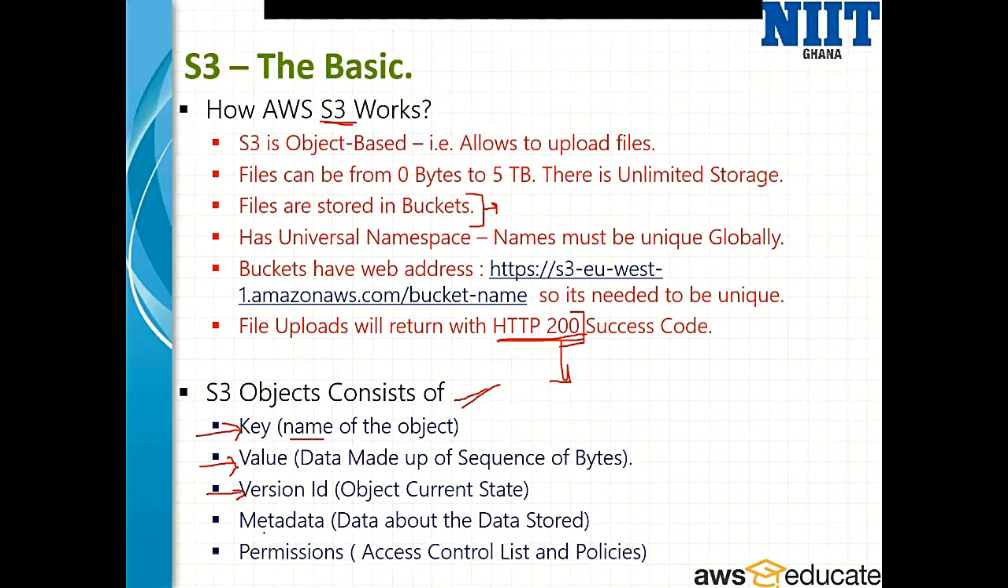All this information put together is called your metadata, so data about the data. And the last option is the permissions. As we can see, this is a public cloud component, so things can be made available to people. To make things available, you need to specify proper permissions for the specific resources that you're trying to make available for people to access and use.